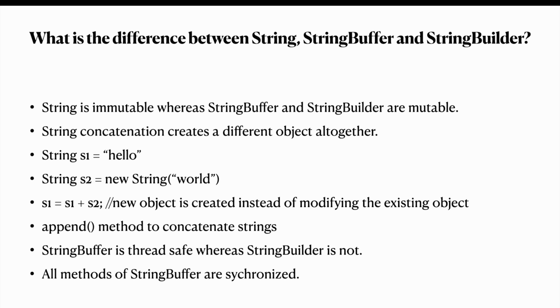If we consider the below example, if we are trying to create two string objects, s1 equal to hello, s2 is equal to new string world, s1 equal to s1 plus s2. Now s1 is not actually modified. A new object is created instead of modifying the existing object. Whereas in string buffer and string builder, you can use the append method to concatenate two strings.